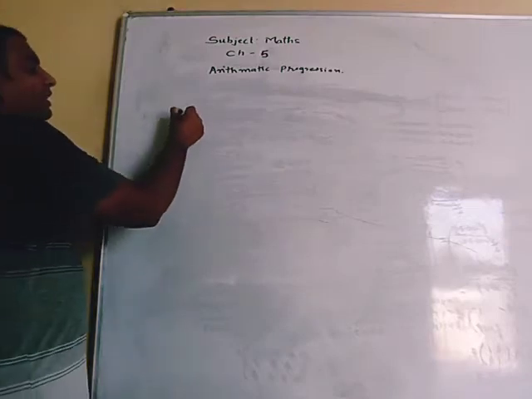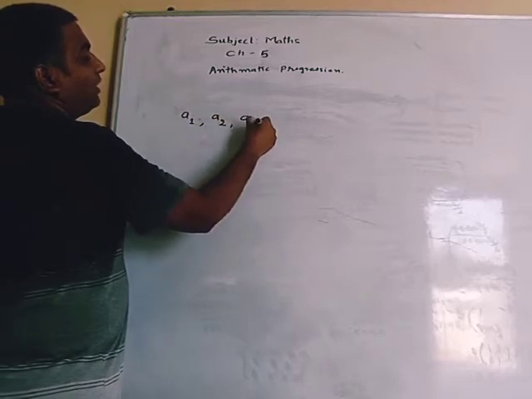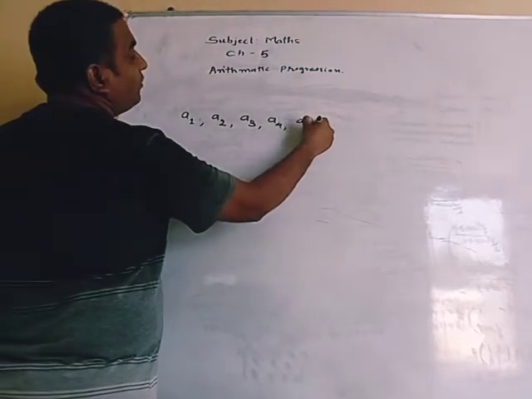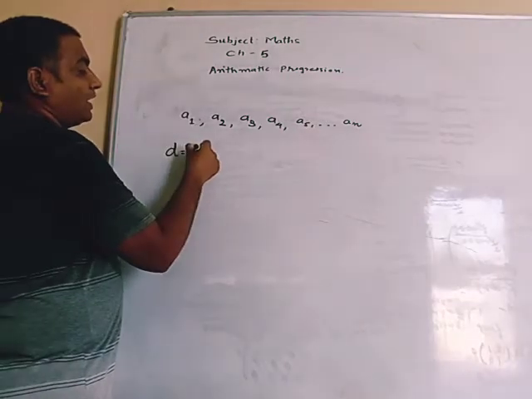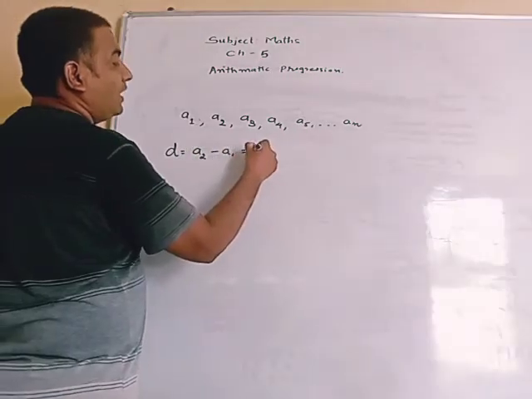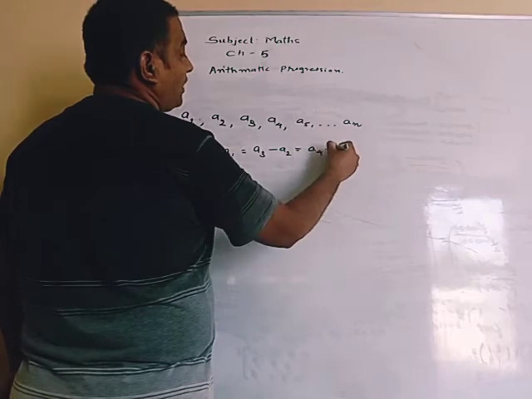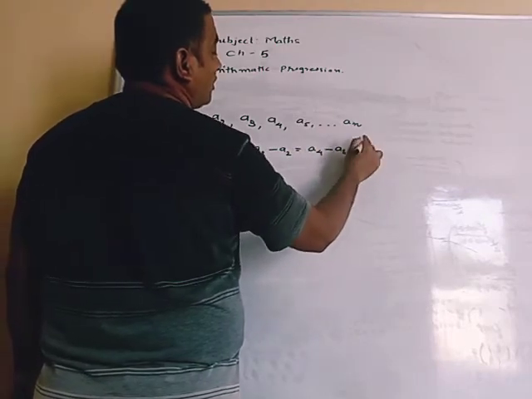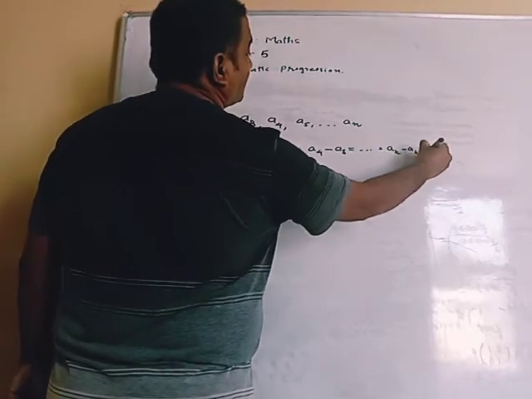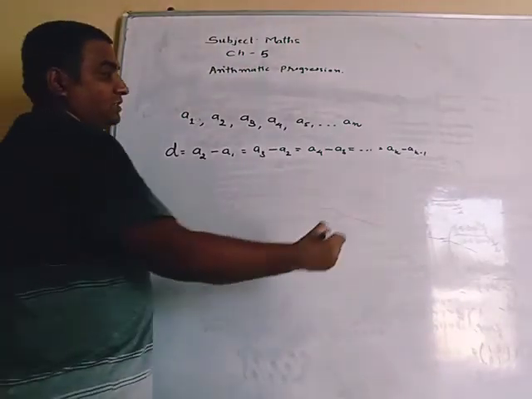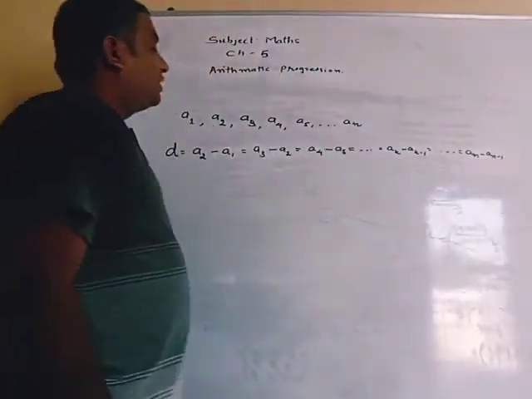So if we are given that A1, A2, A3, A4, A5, An are terms of an AP, then D equals A2 minus A1, or we can write A3 minus A2, or A4 minus A3, and like this it goes on, and we can write AK minus AK minus 1, or An minus An minus 1.